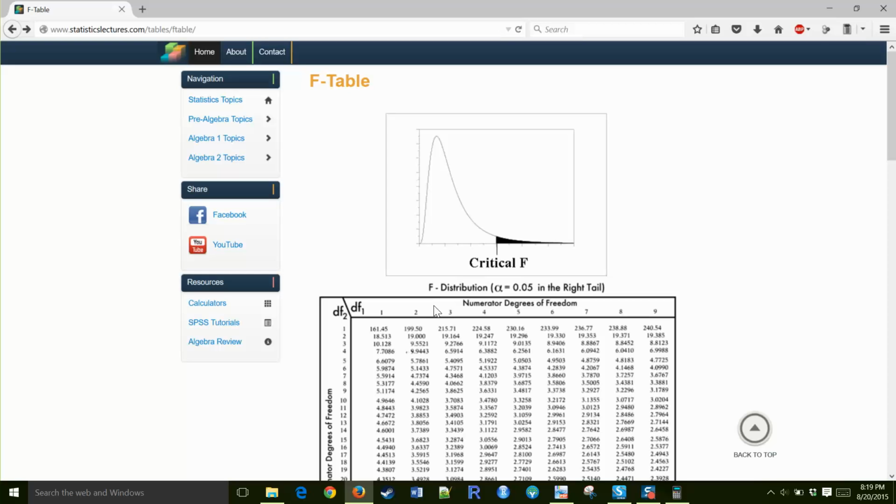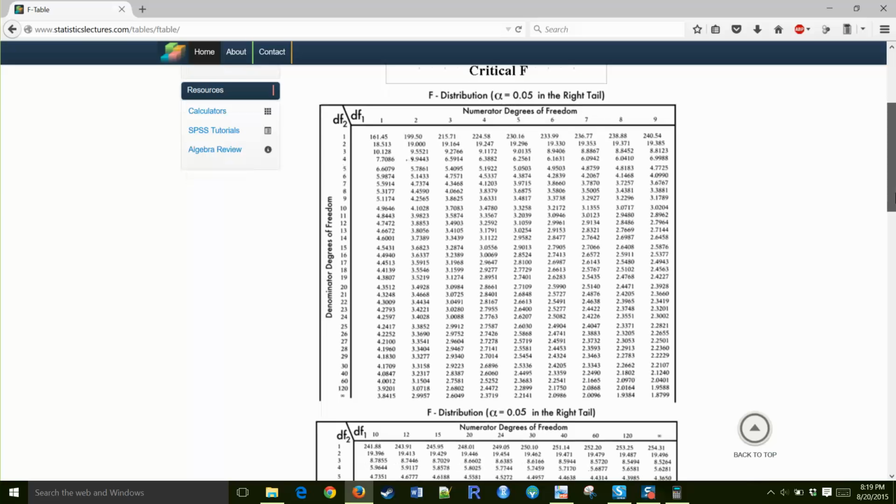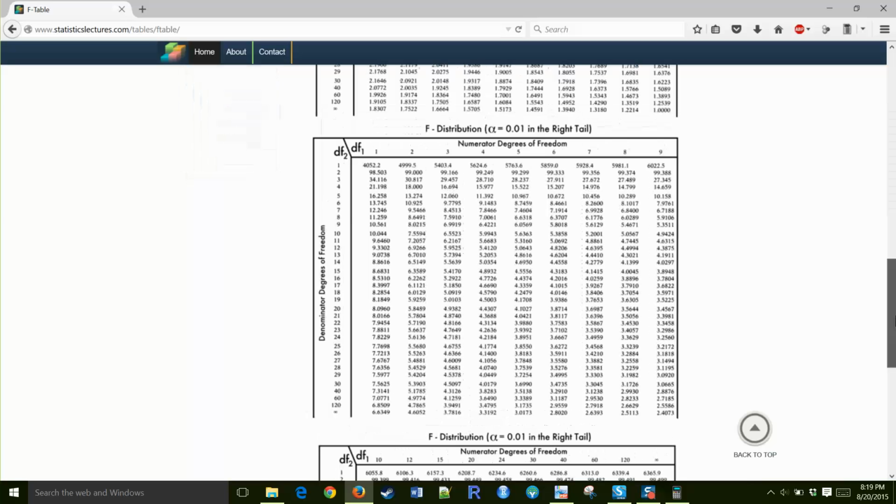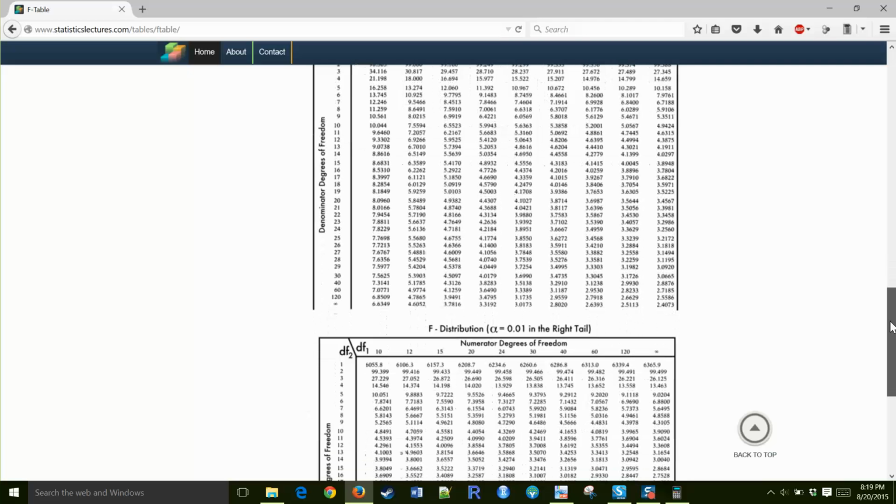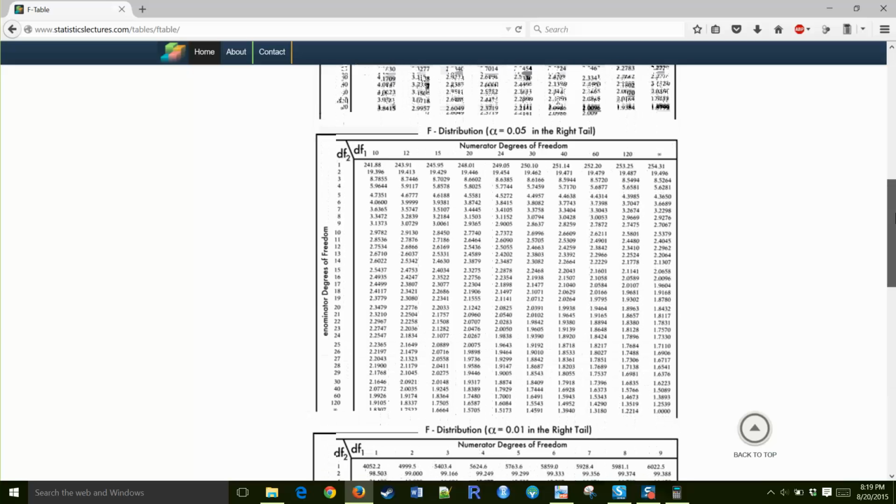Just because you have different degrees of freedom for the numerator and denominator, for it to be thorough, you would need a whole bunch of tables, and they don't like to do that. Again, probably easier to just do it on the computer. Okay, and so actually, let me show you how we might do this on the computer.